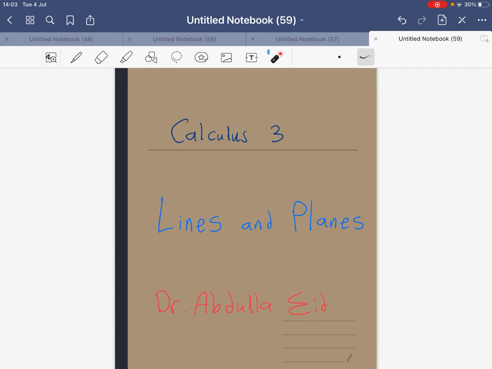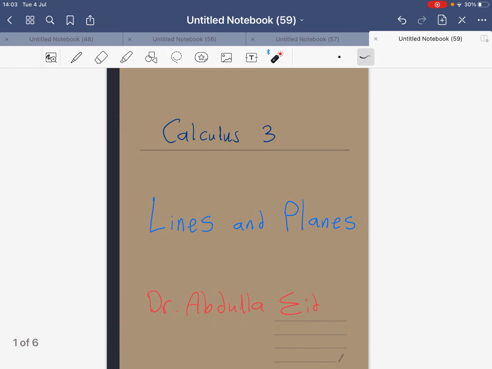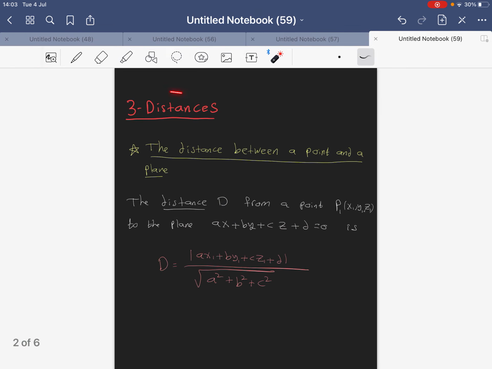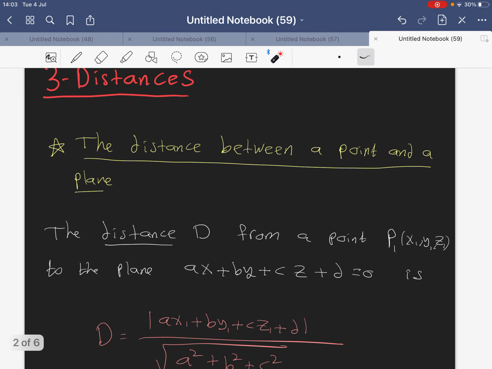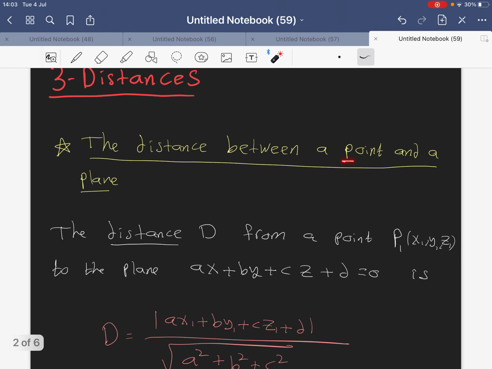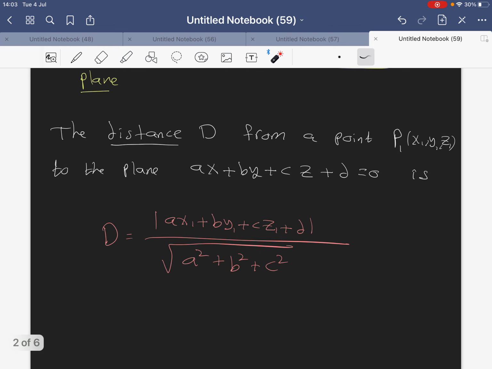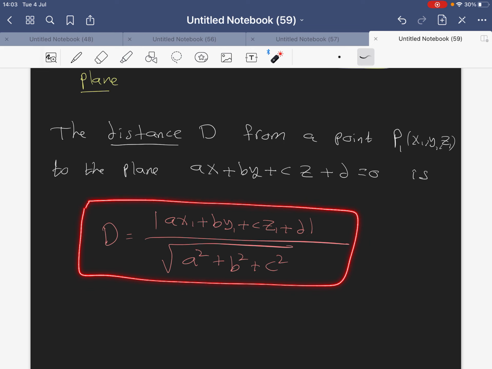Welcome back, student, to part 3 of the topic lines and planes. In this video, we will talk about the distances. So we will focus a little bit about the distances. And the first one, we will do the distance between a point and a plane. So there is a formula to find the distance between a point and a plane. And this distance will be given by this formula here.